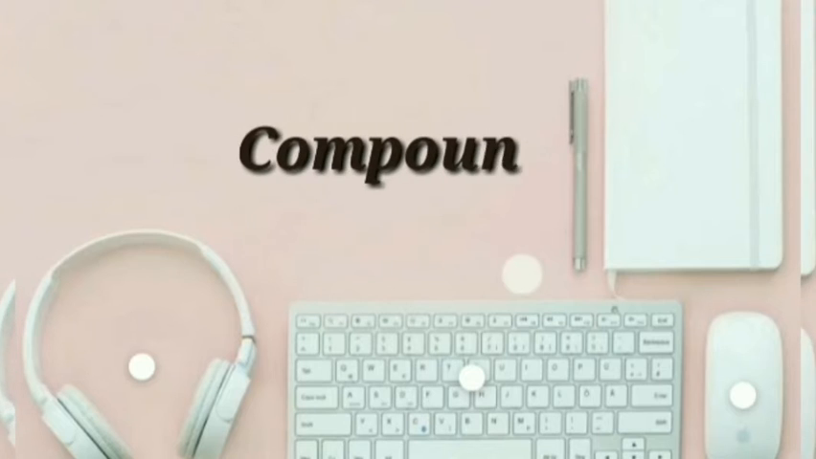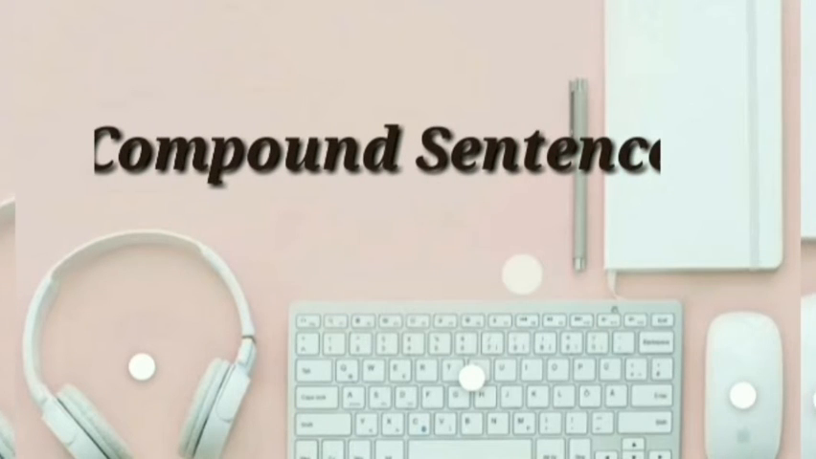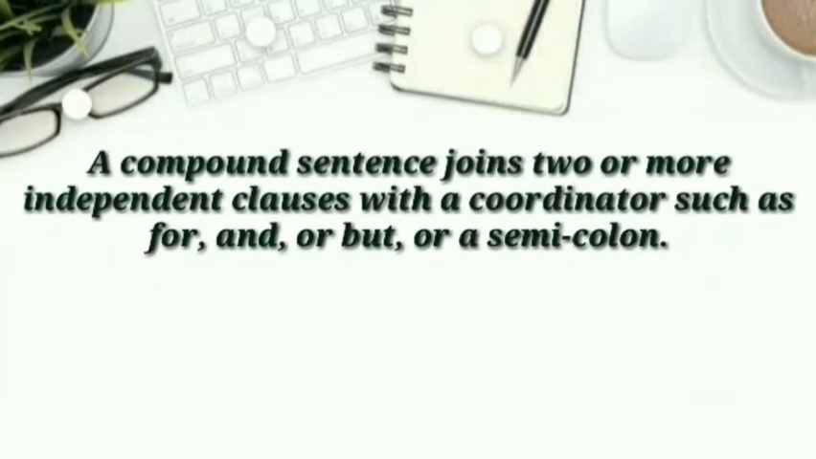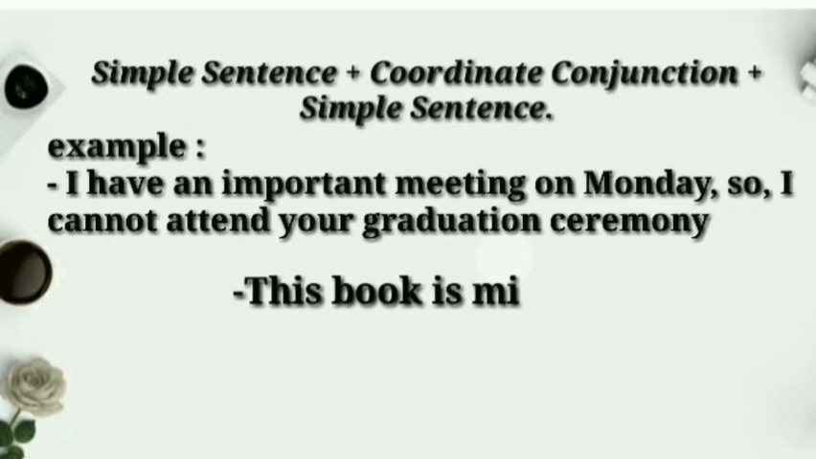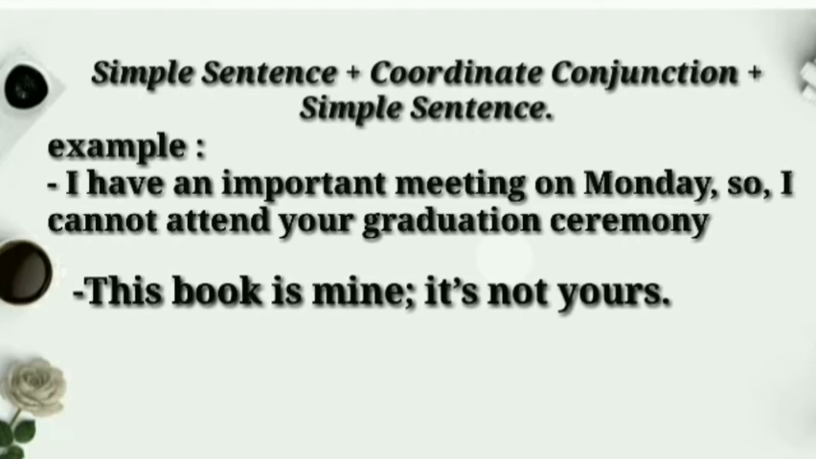And for the next material, we talk about the compound sentence. A compound sentence here joins two or more independent clauses with a coordinator such as for, and, or, but, or semicolons. The formula for a compound sentence is simple sentence plus coordinating conjunction plus simple sentence. For example, I have an important meeting on Monday, so I cannot attend your graduation ceremony. And the next, this book is mine, it's not yours.